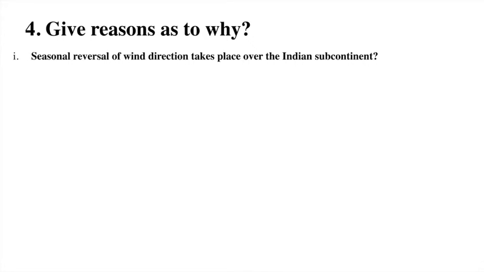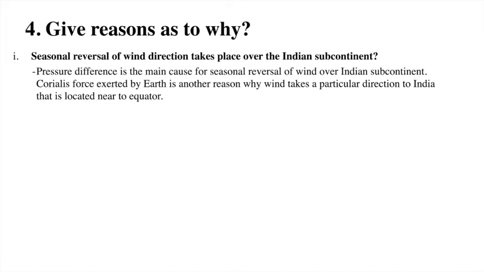Give reason as to why seasonal reversal of wind direction takes place over the Indian subcontinent. Why? First, we must understand two things. Wind always blows from higher pressure belts to low pressure belts. In summer season, India experiences low atmospheric pressure. So wind from high atmospheric pressure, that is from the southern ocean, blows over India to reach the lower atmospheric pressure happening in northern India. So this reversal of winds takes place over the Indian subcontinent.